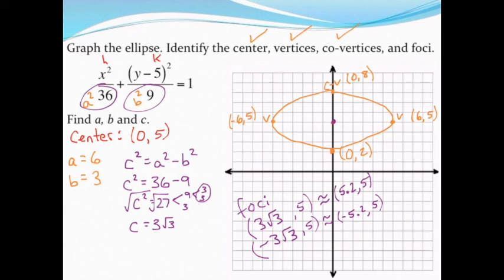So if I count over 5.2 spaces, that would put me 1, 2, 3, 4, 5, and then up 5 spaces would put me on the major axis. So right about there, really close to the vertex. And then over here, again, count 5.2 spaces over, and up 5 would put me right about there. So there are my 2 foci labeled in my graph, the exact and the approximate answers, my co-vertices, my vertices, my center, and of course the graph of the ellipse.